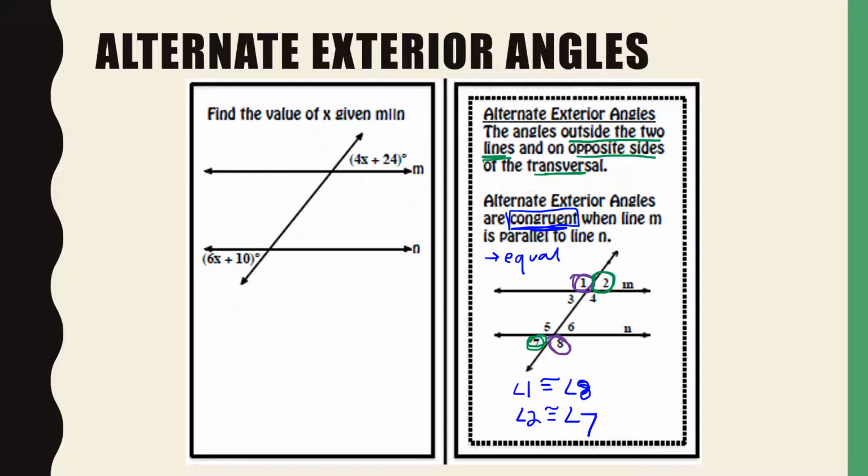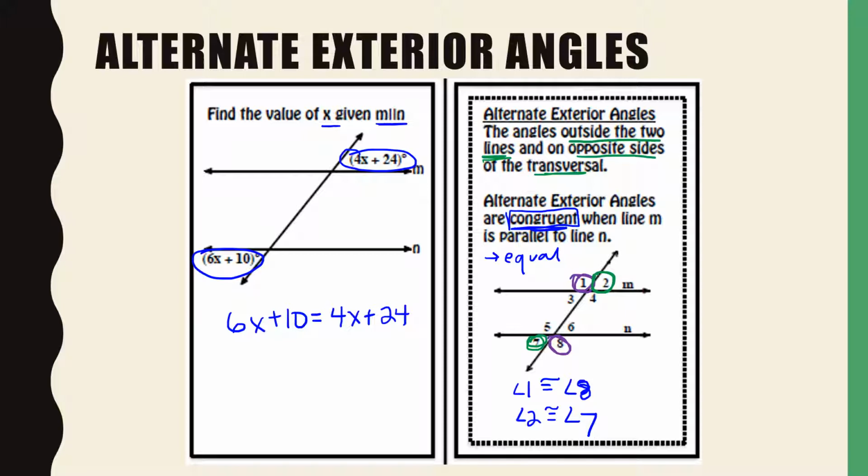So looking over here at my example, we just need to find the value of x. We know that M and N are parallel. So we're talking about two angles that are outside of M and N. They're on the outside of M and they're on opposite sides of the transversal. So this means that they're alternate exterior angles. So again, 6x plus 10. We know alternate exterior angles are congruent, so it equals 4x plus 24.